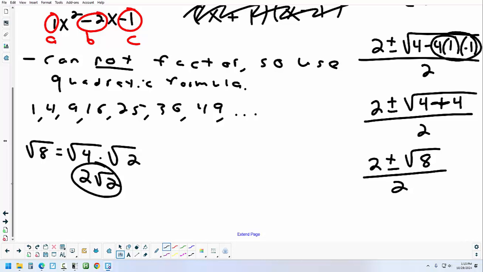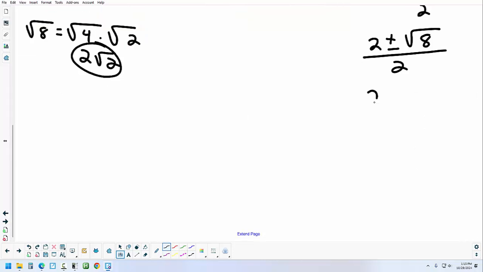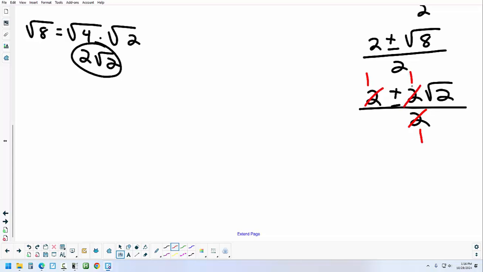Okay, so now just change the square root of 8 to what we just said it was: 2 plus or minus 2 root 2 over 2. Now look at what happened there. Everything outside the root is divisible by what? 2. How many times does 2 go into itself? 1. So they all turn into 1s. So the final answer is 1.